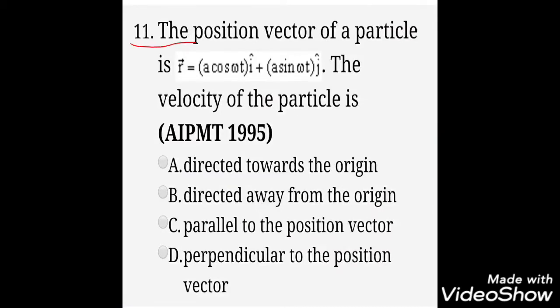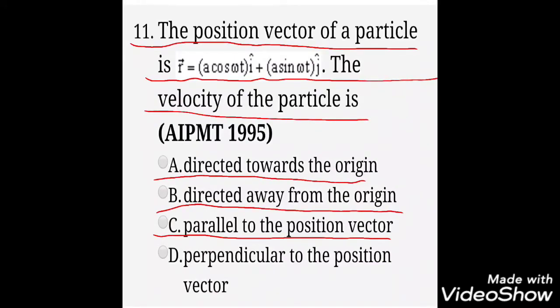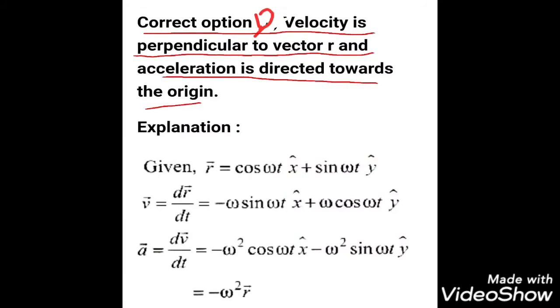Question number 11. The position vector of a particle is r equal to a cos omega t into i plus a sin omega t into j. The velocity of the particle is: option A, directed towards the origin; option B, directed away from the origin; option C, parallel to the position vector; option D, perpendicular to the position vector. The correct option for question number 11 is option D. That means velocity is perpendicular to the position vector. As an extra point, acceleration is directed towards the origin. Here we want the answer: velocity is perpendicular to the position vector.